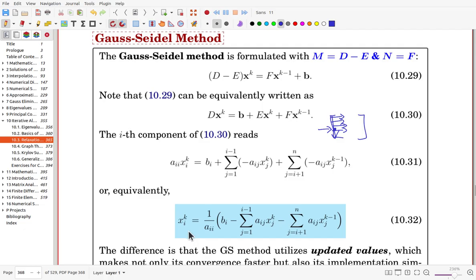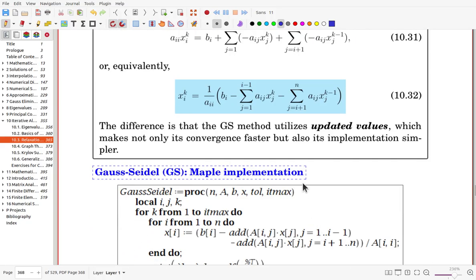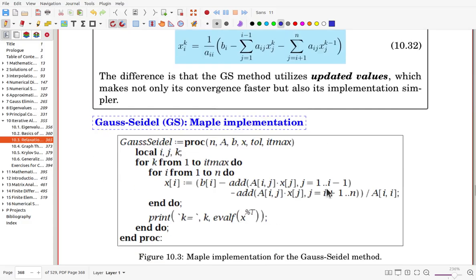Now, a_ii is eliminated from that one by dividing by a_ii. Then we reach that one. The difference is that the Gauss-Seidel method utilizes updated values, which makes not only its convergence faster, but also its implementation simpler. So let's see how it is working.